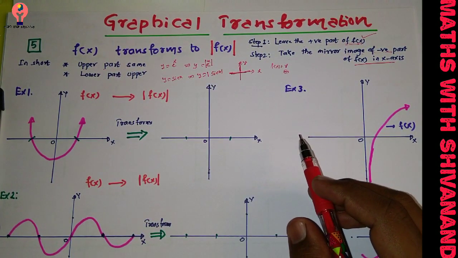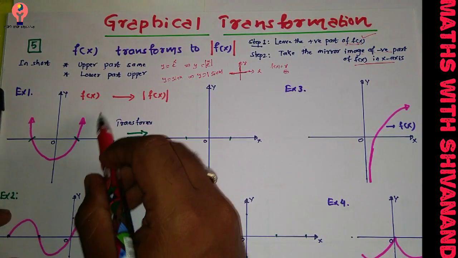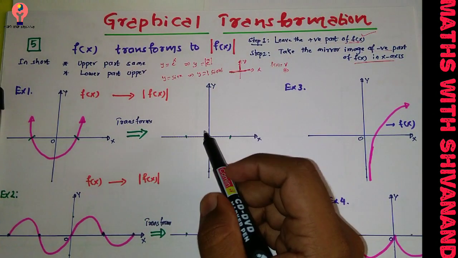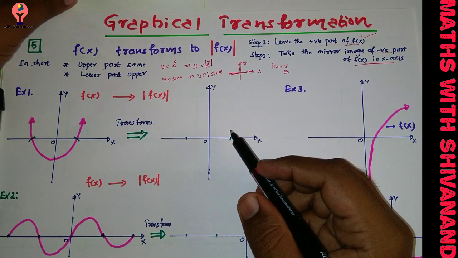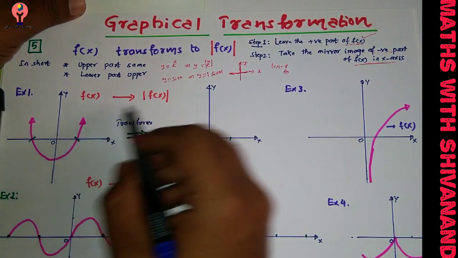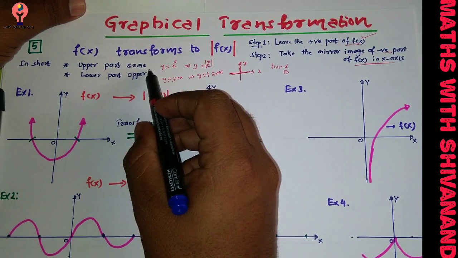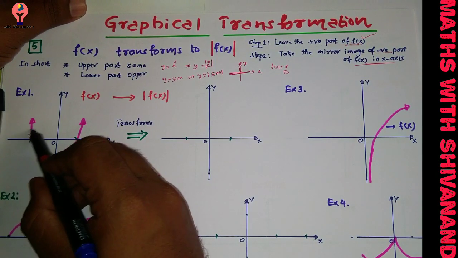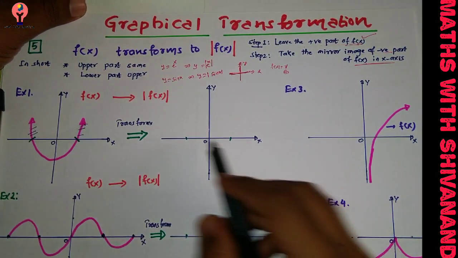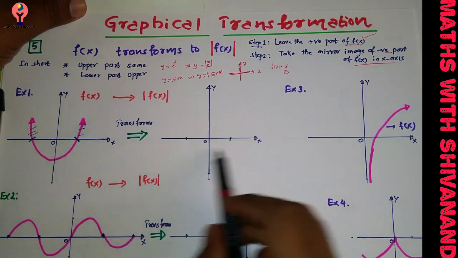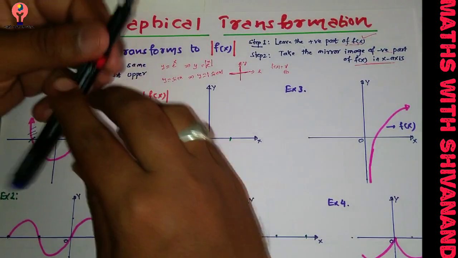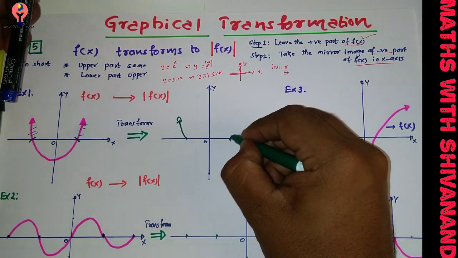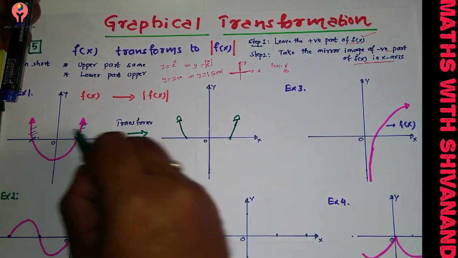So let me go with an example here. Listen, I have one curve f of x, a quadratic curve. I need to sketch modulus of f of x. How to sketch this graph? Before sketching, my step 1 is that the upper part of the graph remains the same, nothing but the positive part of f of x, the part of the graph which lies above the x-axis. This part of the graph remains the same. I will write here the modulus transformation graph. This part remains the same, I will sketch this part.